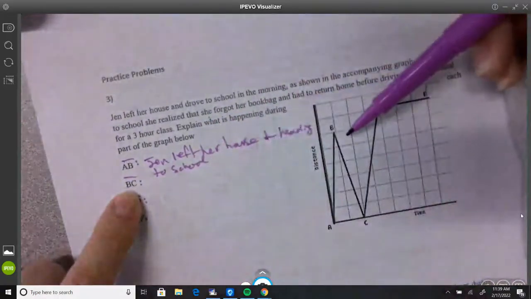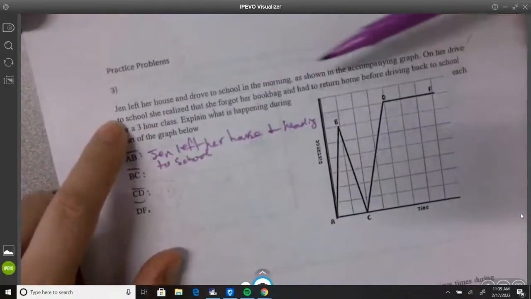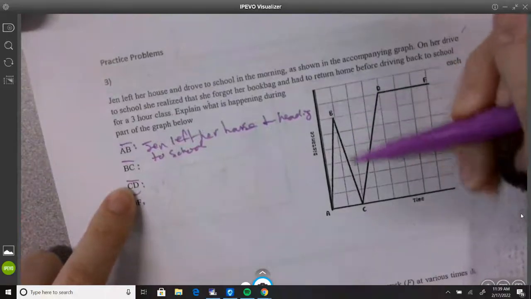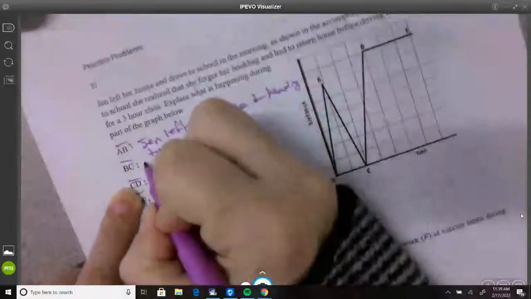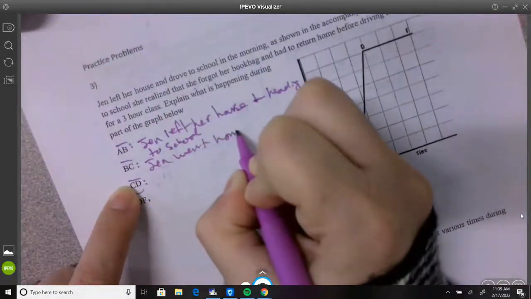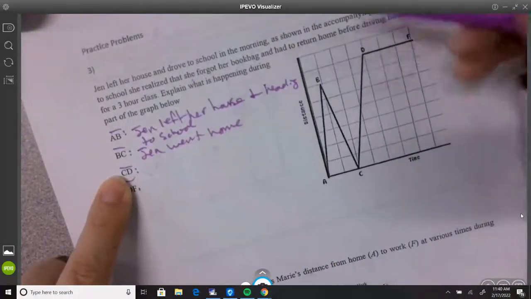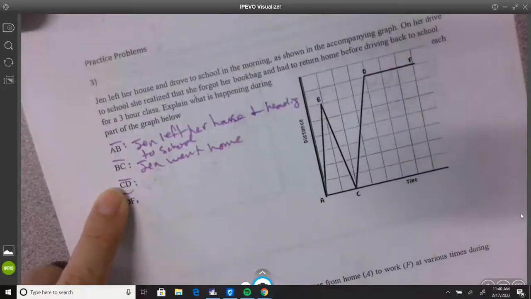All right, BC. She realized that she forgot her book bag and had to return home. So we're seeing that decrease in distance. So Jen went home. CD. Once she got her homework, she began to head back towards school.